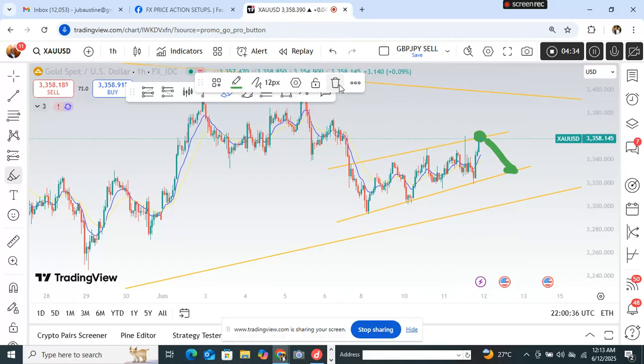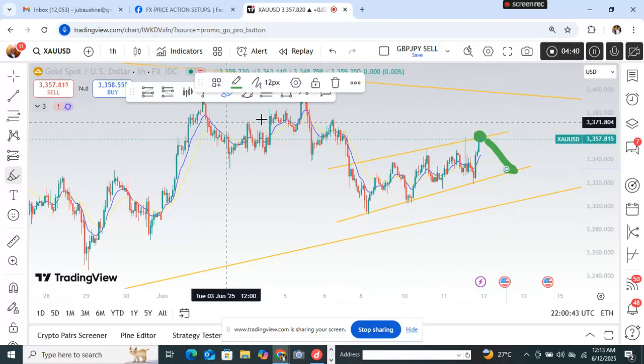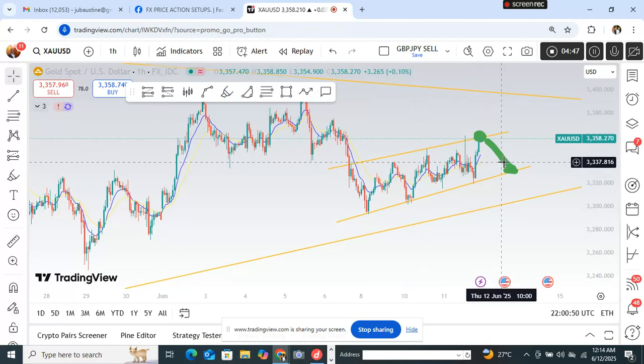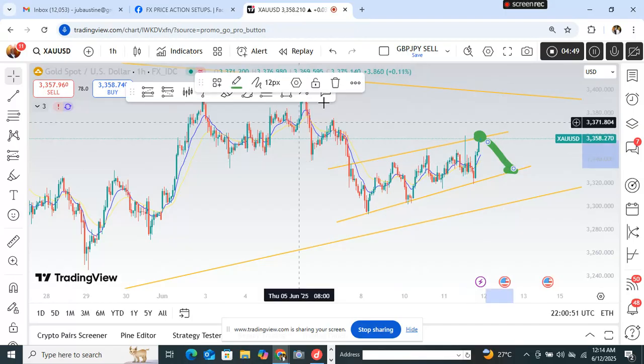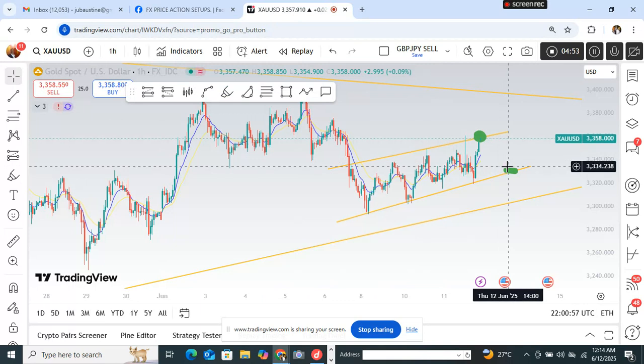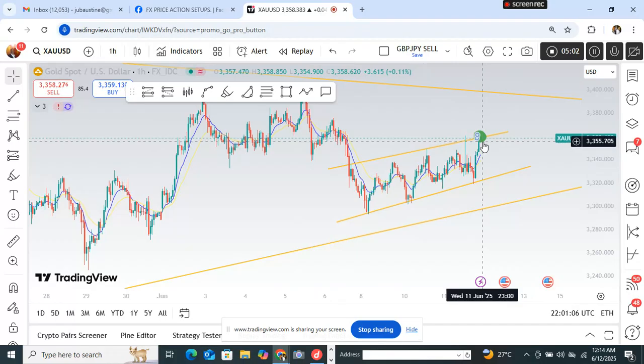Okay, so we can see that the chances of the market going bearish at this particular level is well, okay, because we have not seen the formation of the bullish setups at the region we expect it to.